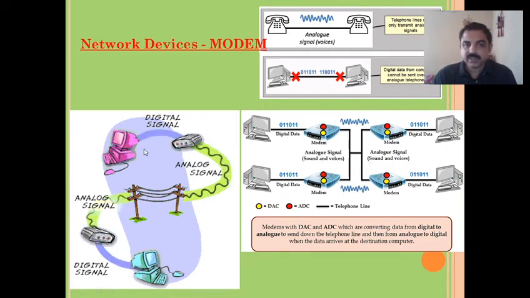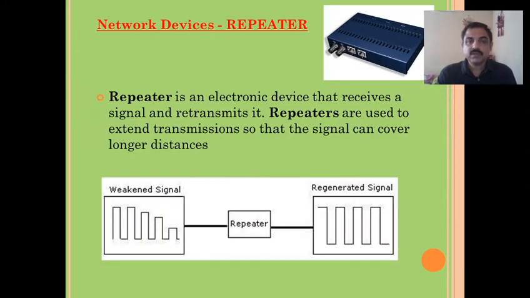So you can see the picture here. Digital signals are converted into analog and sent through the telephone lines. Then again the analog is converted in another modem, which converts the analog signals back to digital and transmits the data. So this is called a modem. Clear? This is how a modem works.